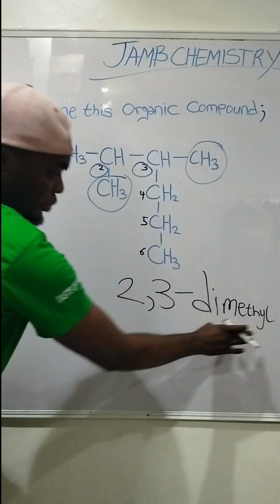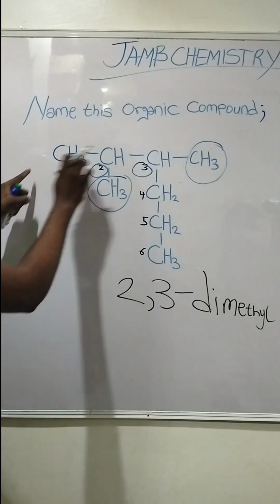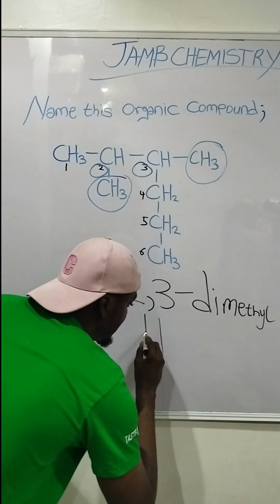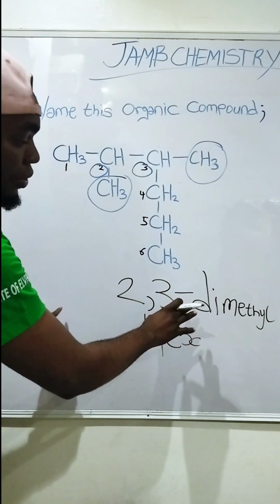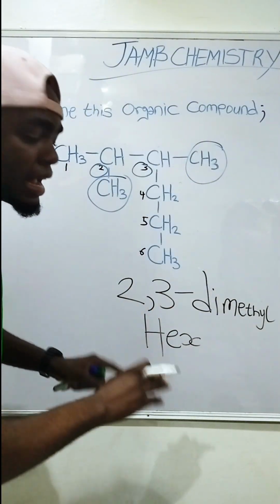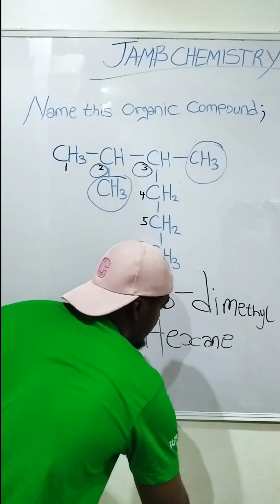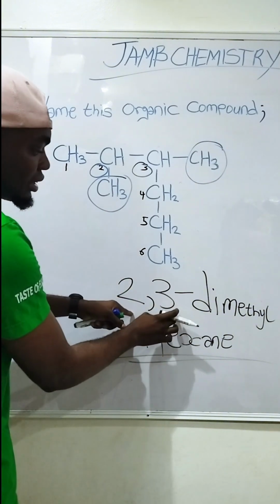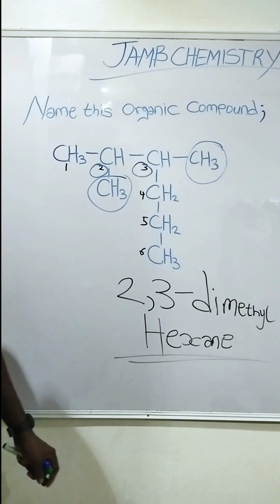After writing the substituent name, the next thing is to add the parent chain. And the parent chain is how many carbon chains? It's 6. So you name it as hex. And because this is an alkane, you must end with ANE. So you add ANE. So the name of this particular structure is 2,3-dimethylhexane. You can see this is actually very simple.